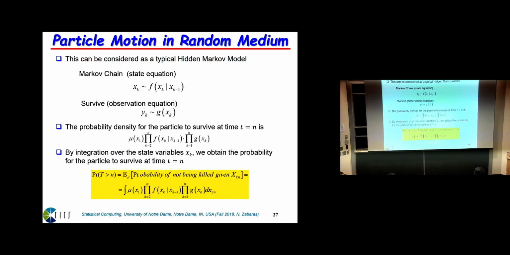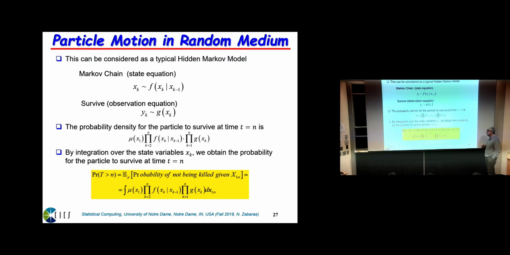Up to time n, the probability that the time of failure will be greater than little n means that it has survived up to time n, which is the expectation with respect to all the states that, given the states, the particle has survived. And this is this product that you see here. First you select x1, then you transition to all of the states, and then it survives in every state. And then you integrate all the states out.